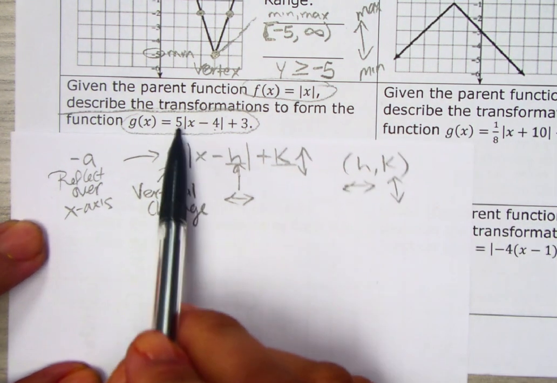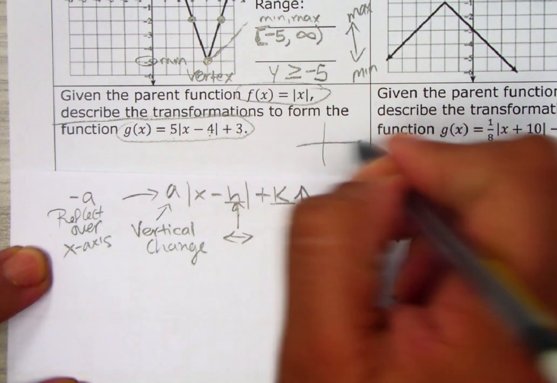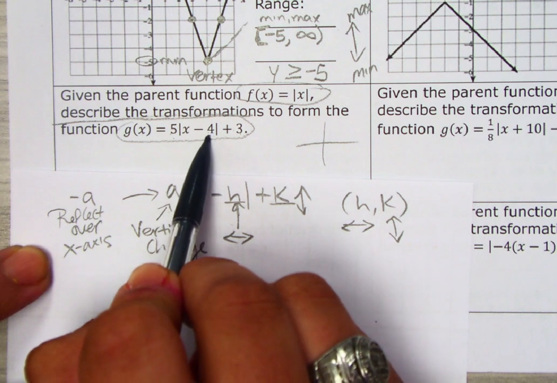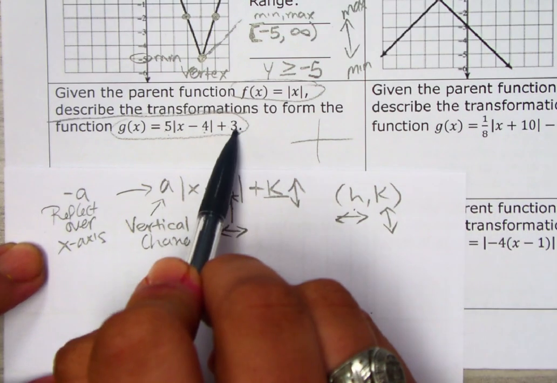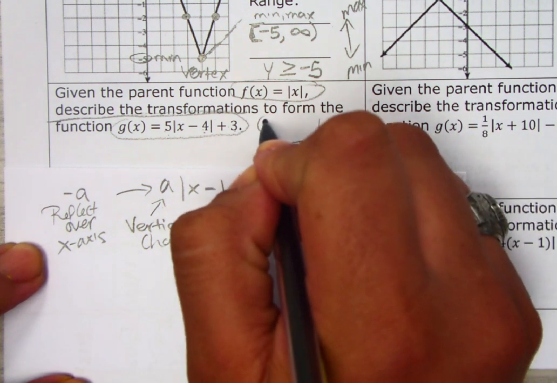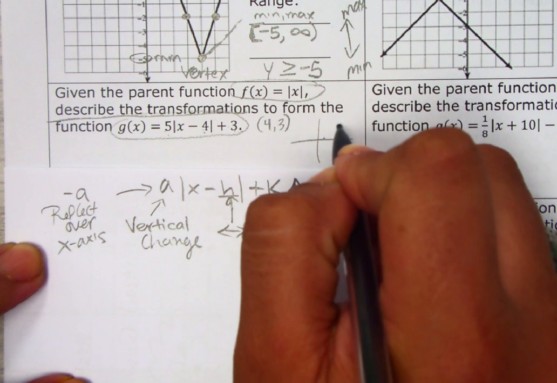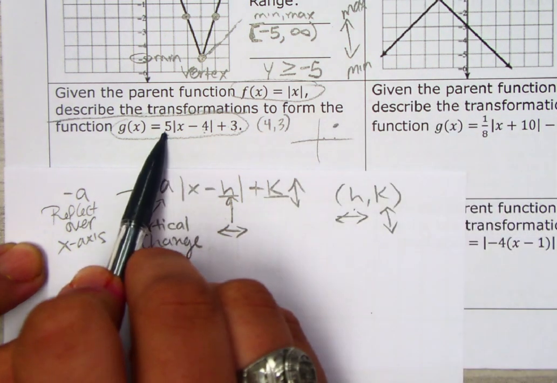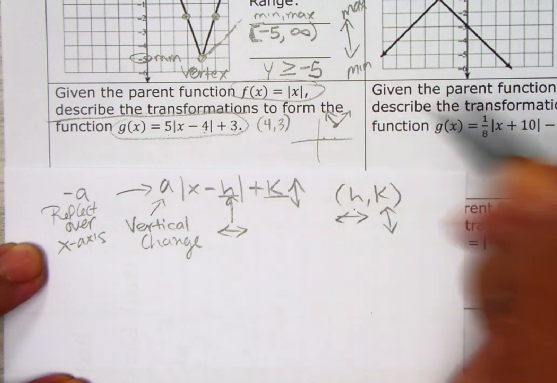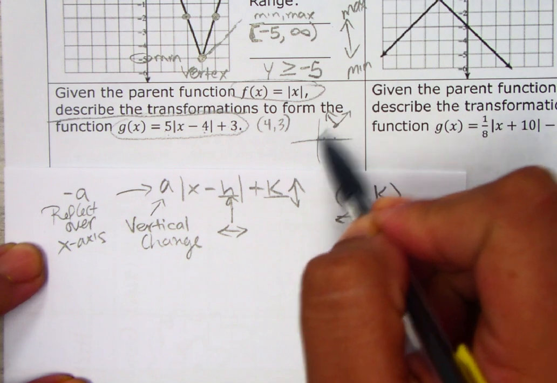So just by looking at these values, 5, negative 4, and 3, I can tell you that we can sketch that this graph is going to have a vertex when x is 4 and y is 3. So the vertex for this will most likely be 4 comma 3. 4 to the right, 3 up. The fact that the a value is positive means it's going to be opening up. So we just need to compare how this looks compared to the parent function.